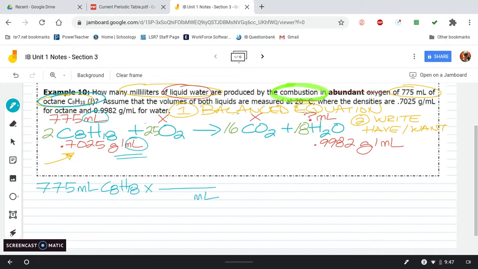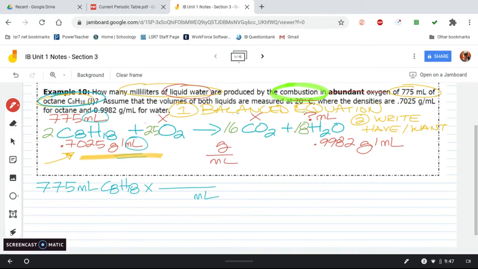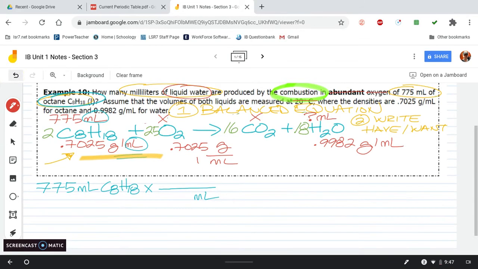Okay, but now if you look, and here's the trick, look at density right there. Grams over milliliters. That's a perfect conversion factor because it has grams per milliliter. So it reads 0.7025 grams for every 1 milliliter. Well, that's a conversion factor, right?